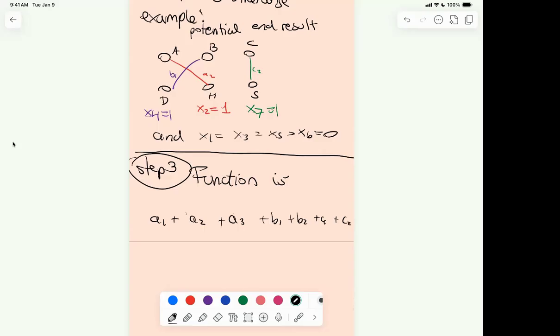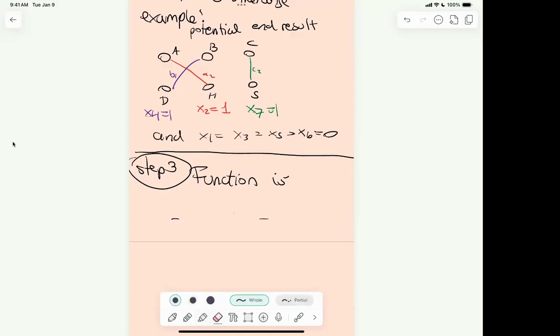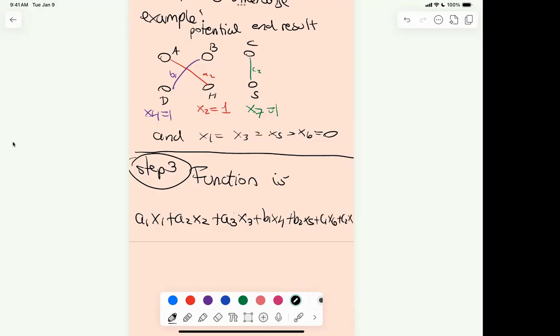So only three can be activated at a time. What I'm going to do is multiply each of these quantities by the corresponding binary variable, because you can think of the binary variable as an on and off switch. I'll write it in the opposite order so that it looks better. It's going to look like A1 X1 plus A2 X2 plus A3 X3 plus B1 X4 plus B2 X5 plus C1 X6 plus C2 X7.